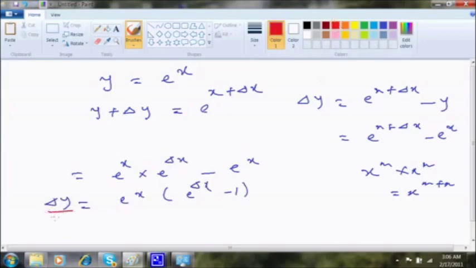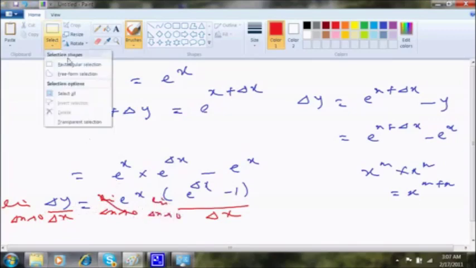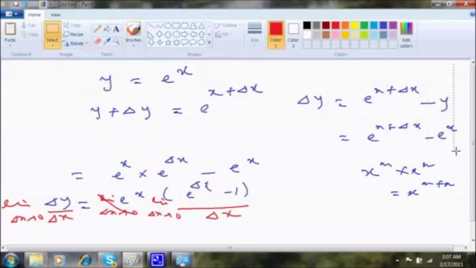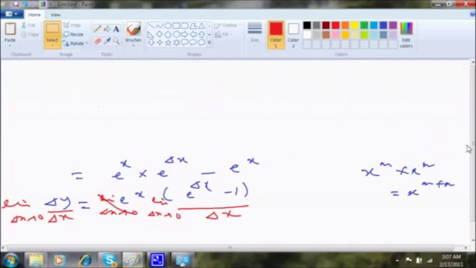Finally I'll divide by delta x here, and I'll write a limit, delta x tends to 0. In the next step I'll write it over here. So it will look like e to the power x into limit delta x tends to 0, e to the power delta x minus 1 by delta x.